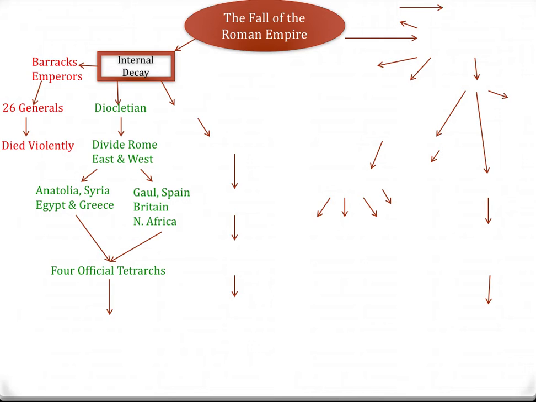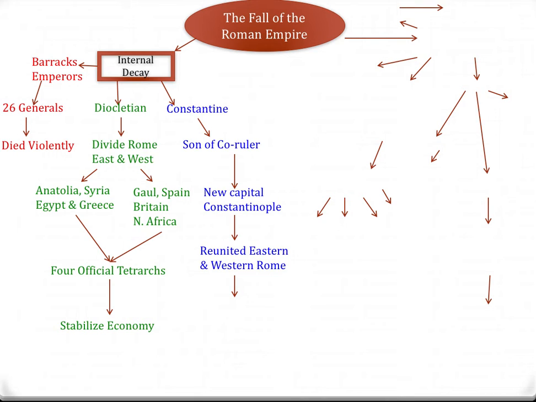But then you saw some of the rulers want to have more power. And this can be seen through Constantine. Constantine was the son of one of the co-rulers, Constantius, and he will take over, and he will move the capital of Rome to Constantinople. It will be a new capital for Rome. He will reunite Eastern and Western Rome for a time, but again, the problem will arise of it just being too massive, too large of an empire to hold.